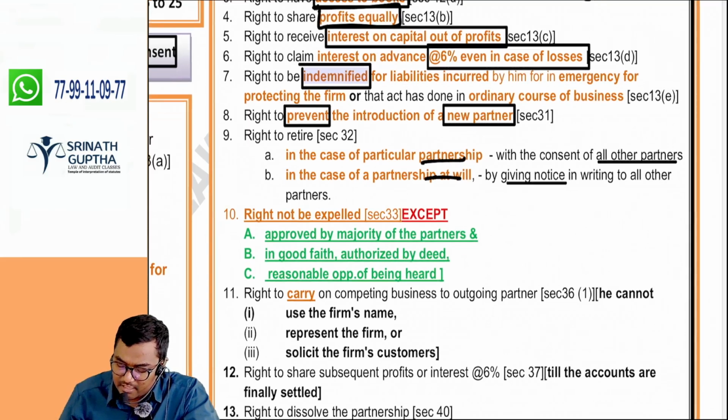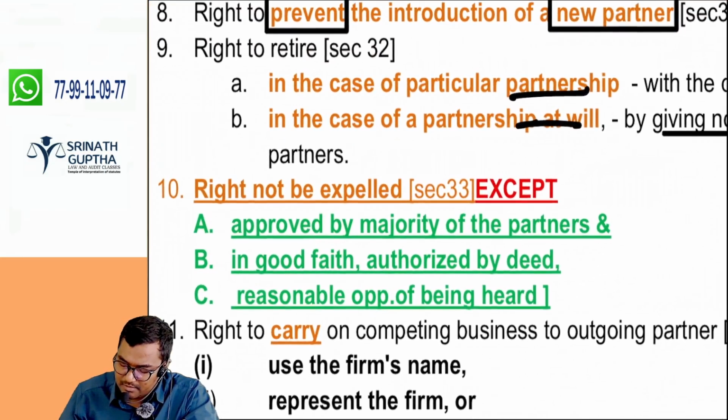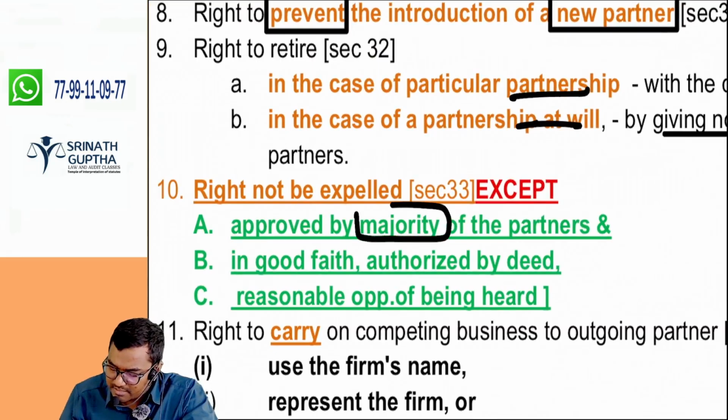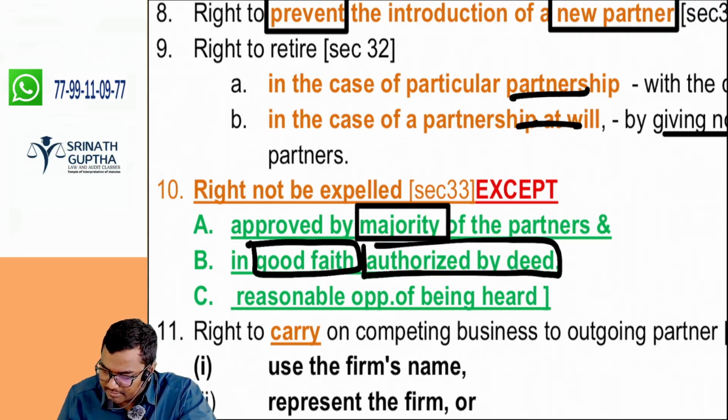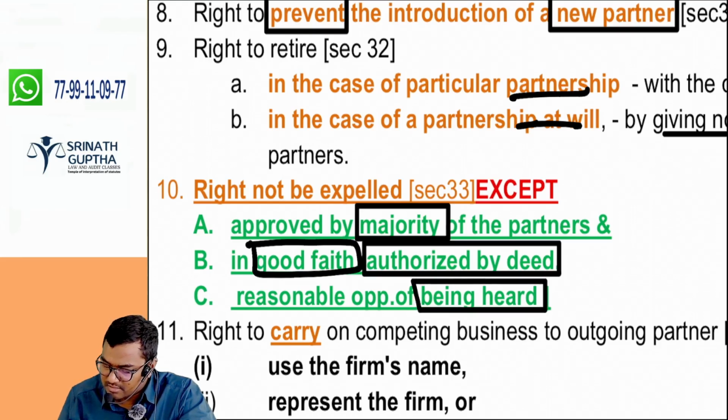And right not to be expelled. Every partner has a right to stay in the business. A partner cannot be expelled. However, a partner can be expelled if it is agreed by the majority of the partners. It must be done in good faith and it must be authorized by the partnership deed. Before expelling him, we have to give a reasonable opportunity of being heard to express his views. This is very, very important.